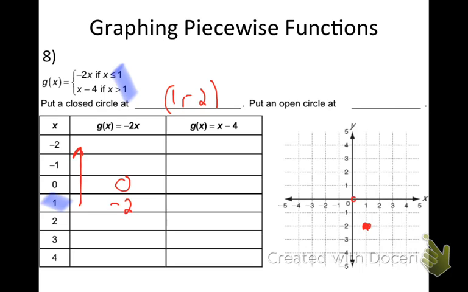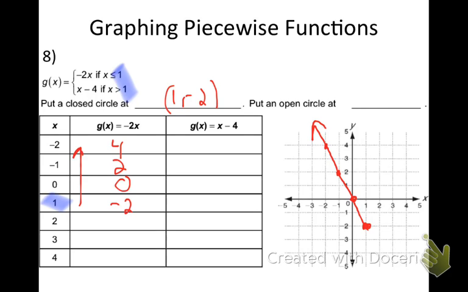So I plot 0, 0. If I plug in -1, I get -1 and 2. If I plug in -2, I get -2 and 4. And my graph's going to keep going like that.